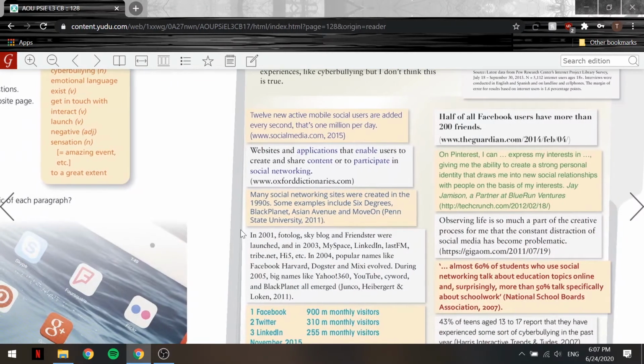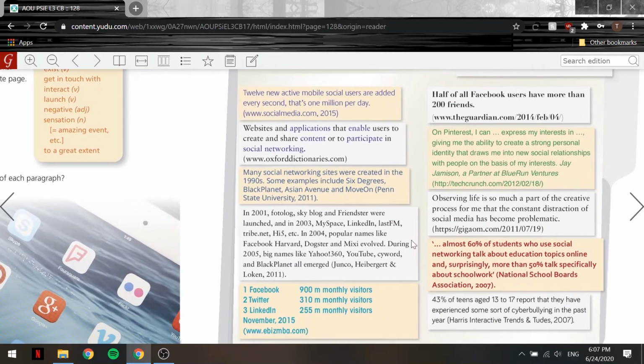So if you go down here, we have some answers for some of the questions that I just asked. So what is an interesting fact about social media? Something to get the reader's attention. Look at this. 12 new active mobile social users are added every second. That's 1 million per day. This is, I'd say, pretty interesting, just to get someone hooked on what you're about to say. Okay? When did social media begin?